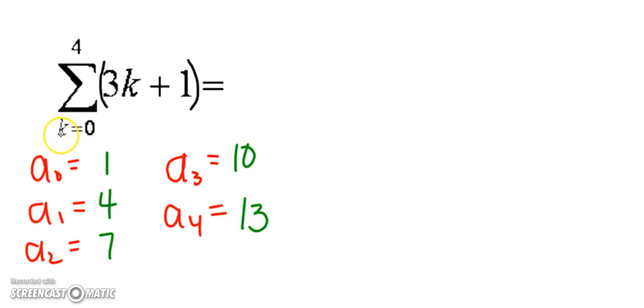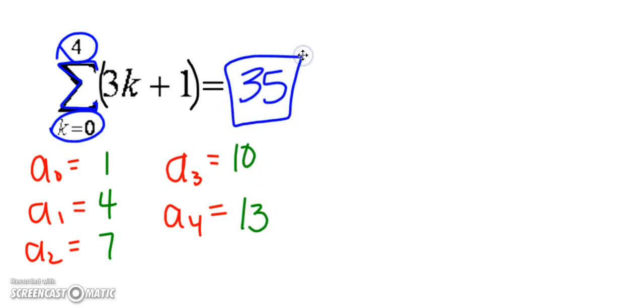Okay, but again, it wasn't just asking us to find the values of a sub 0 to a sub 4. It was asking us to sum them. So 1 plus 4 is 5, plus 7 is 12, plus 10 is 22, plus 13 is 35 is our final sum.